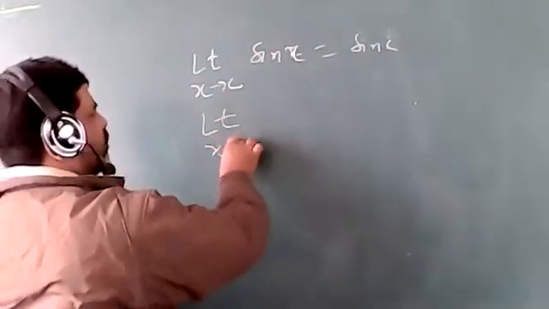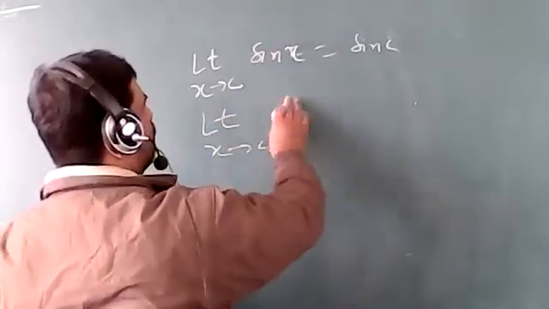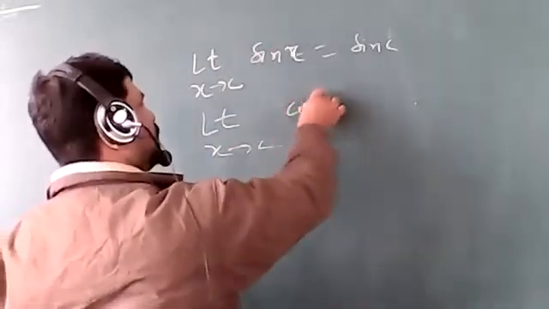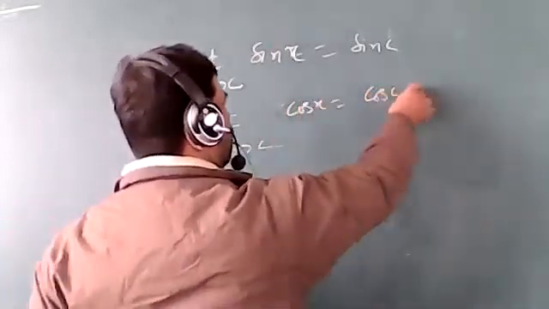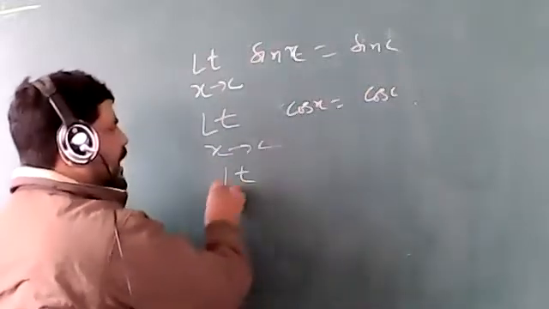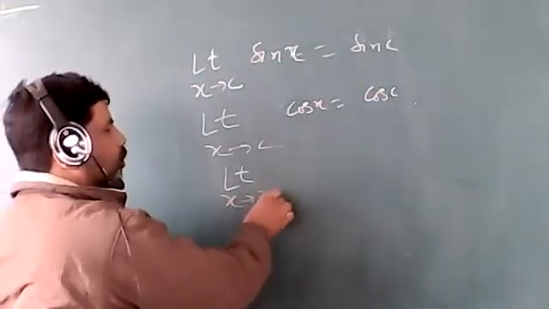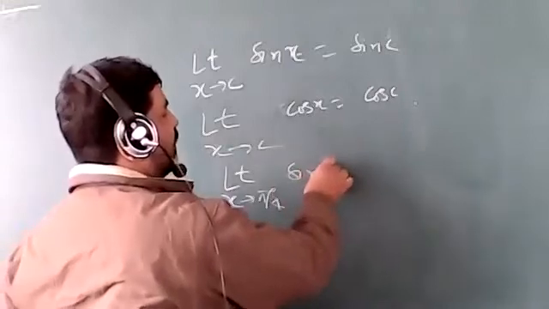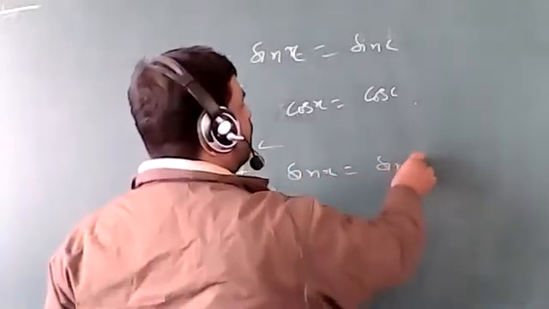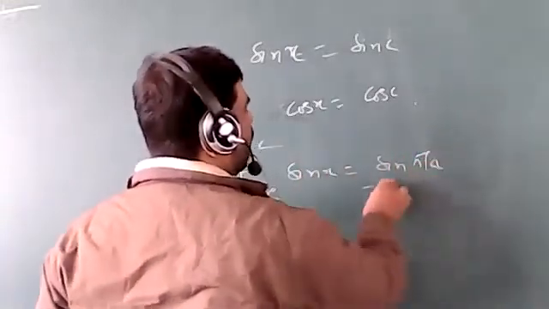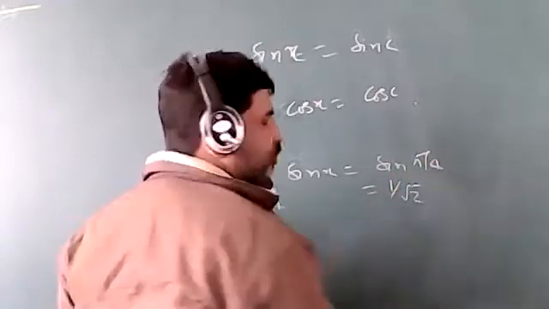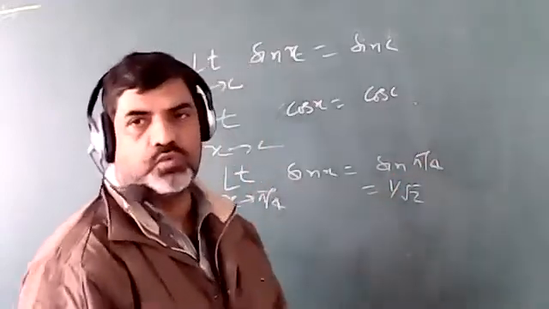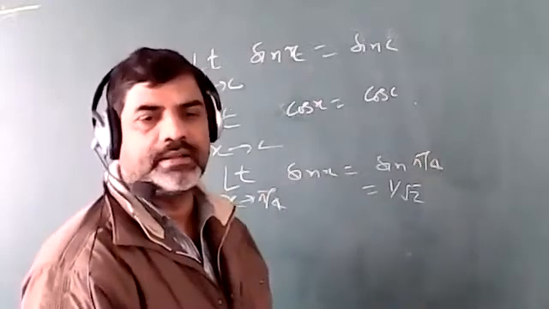Limit x tending to c, cos x becomes cos c. For example, if I write limit x tending to pi by 4 sin x, then this value will be sin pi by 4 itself. The value of sin pi by 4 is 1 by under root 2. So this will be the way to apply it.